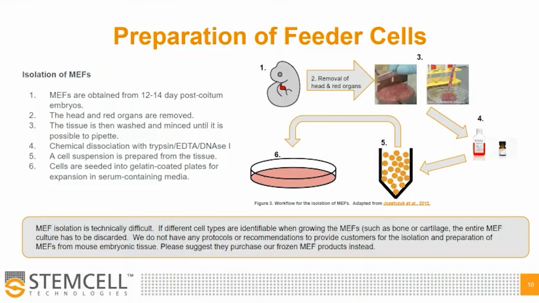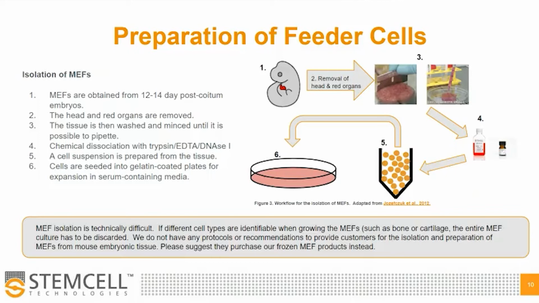A typical isolation protocol found in the literature is as follows. MEFs are derived from mouse embryos between days 12 and 14 of gestation. After day 14, embryogenesis is too advanced for making MEFs. The embryos are removed from the pregnant mouse. The head and red organs or visceral tissue is removed and the tissue is minced.